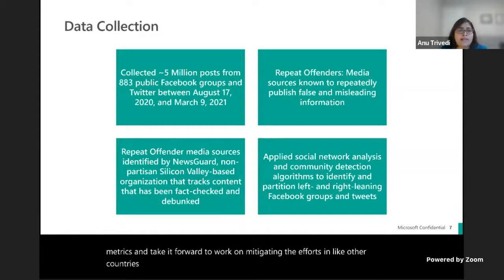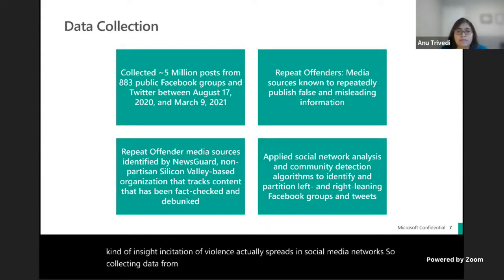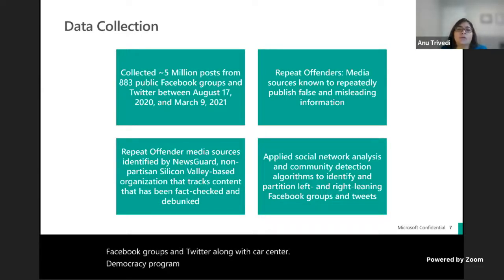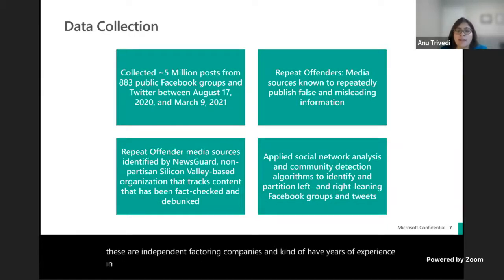With that in mind, most of the misinformation that we have seen and incitation of violence actually spreads in social media networks. So collecting data from Facebook and Twitter, we started collecting from 883 public Facebook groups and Twitter, along with the Carter Center Democracy Program. And then we collaborated with NewsGuard. These are independent fact-checking companies with years of experience in the domain, and they helped us categorize the repeat offender domains.